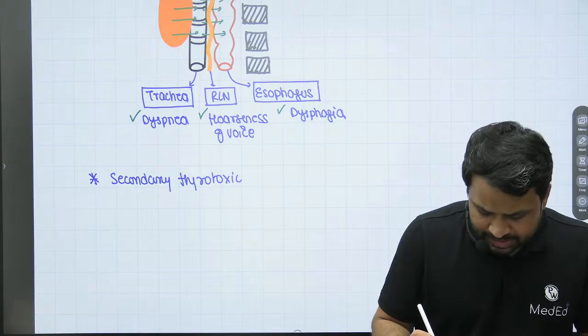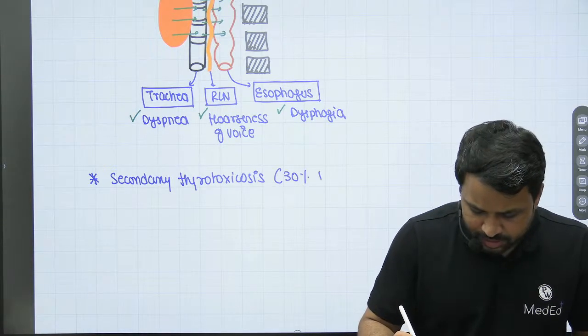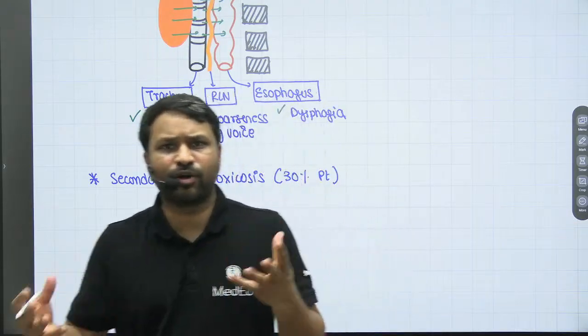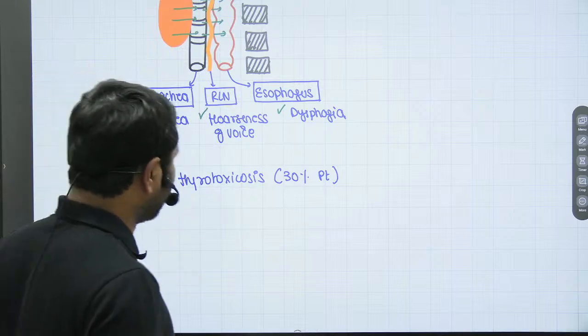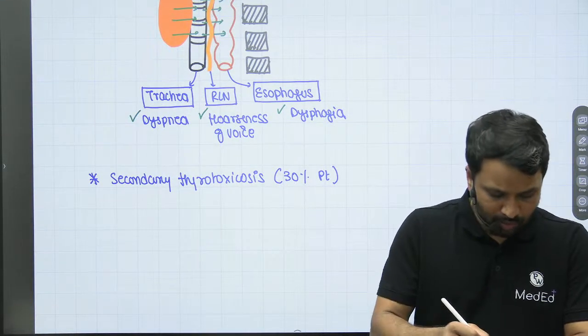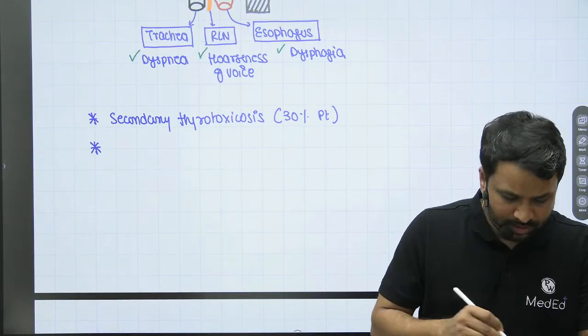Now, what is this secondary thyrotoxicosis? We don't know why, but 30% of the patients, if they have an untreated goiter, a simple swelling, which is why we call it simple, when it's euthyroid or hypothyroid, suddenly transforms into a hyperthyroid status, and this transformation is what we call secondary thyrotoxicosis.